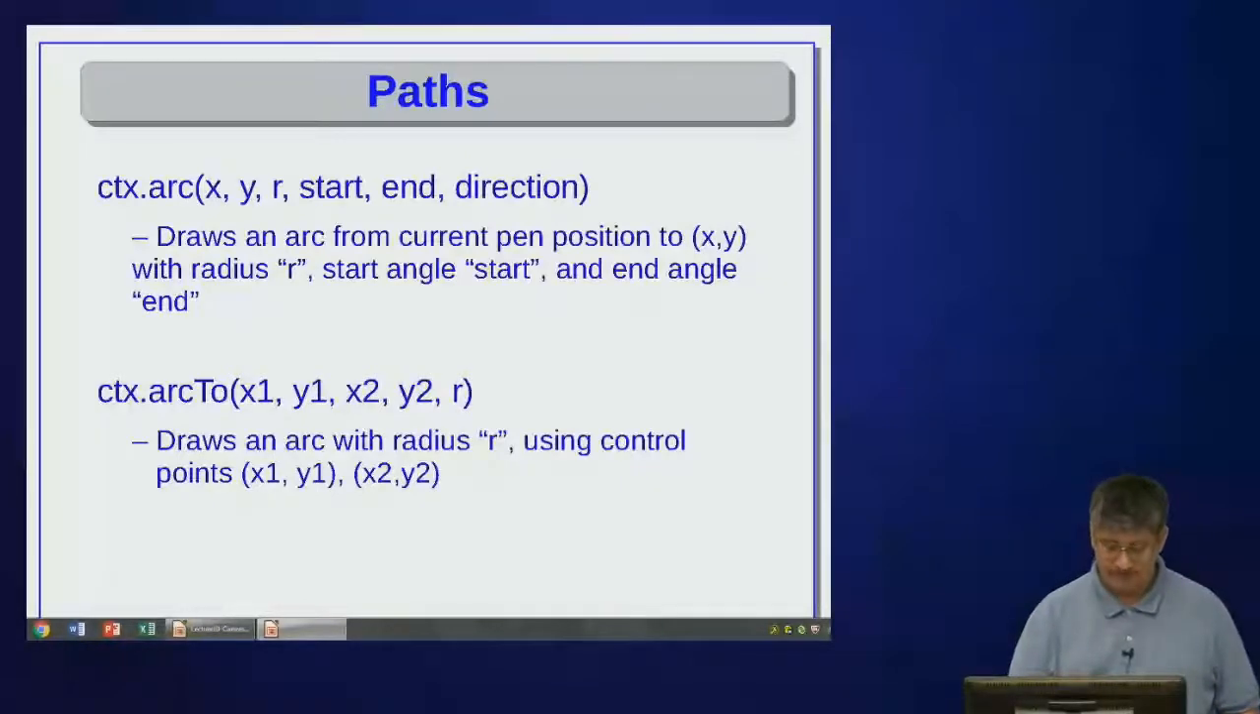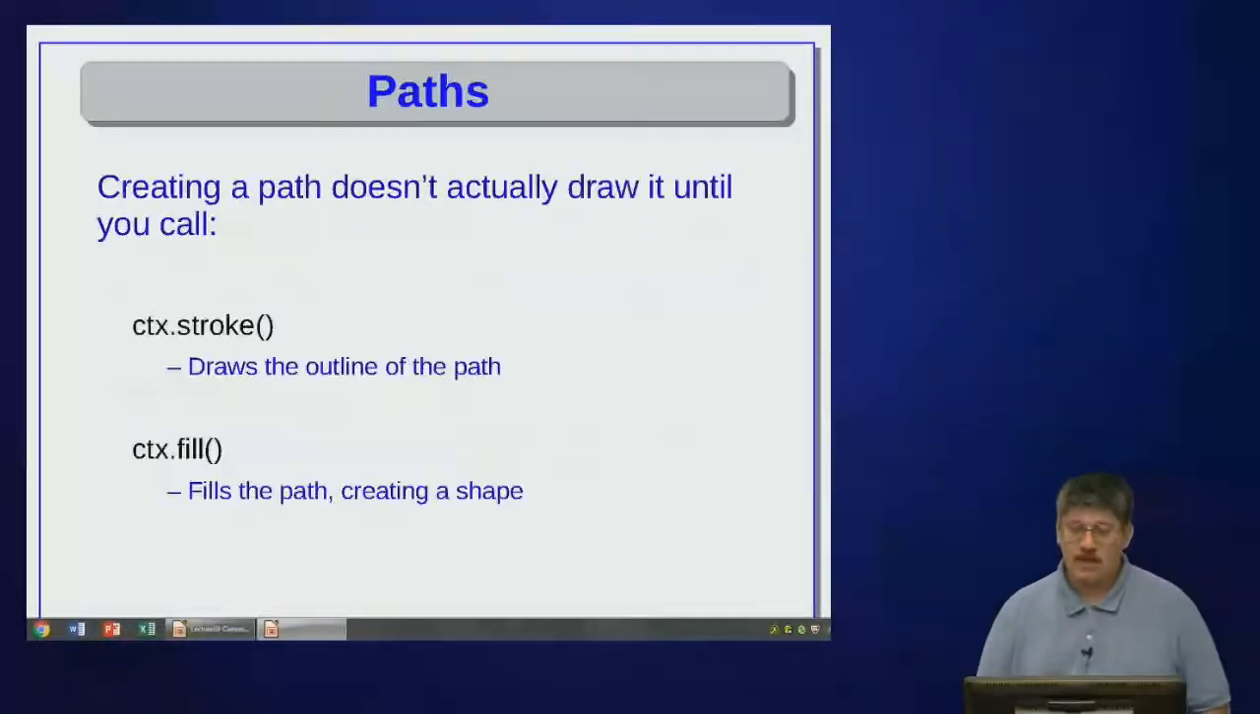Basically a Boolean flag. I mentioned before that creating a path doesn't actually draw anything on the screen. If you want to draw something on the screen, you have to tell the canvas that you're done with your path and that it should go ahead and render. And there's 2 different ways you can do that.